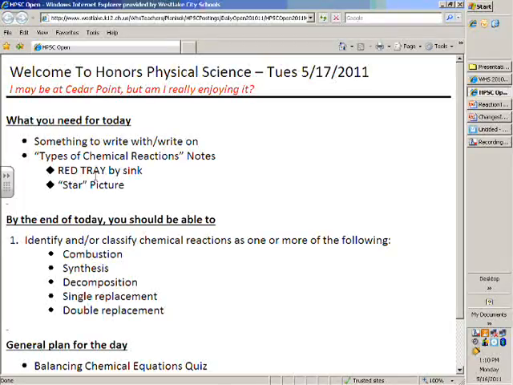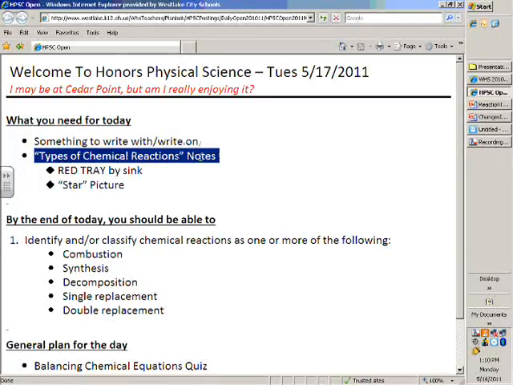But anyway, hopefully you guys have finished up your balancing equations quiz, and that quiz is over in the top tray, and I'll get that graded and have it back to you on Thursday when you come in for lab. So right now, you should have something to write with, and then there should be a new set of notes over on the red tray that's called Types of Chemical Reactions. It looks like a star, and it has a couple of pictures inside of it, so you should have a copy of that so we can get started.